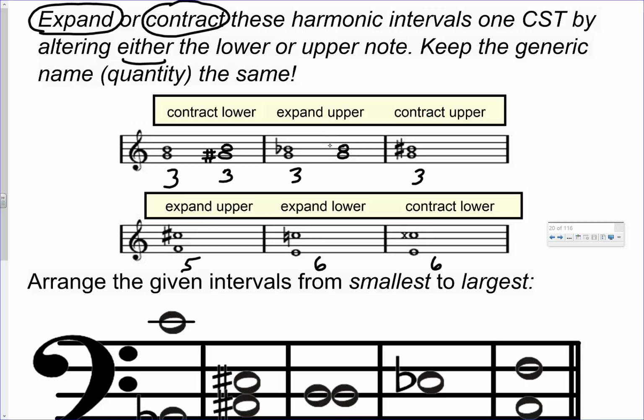So rather than a B flat, making this interval larger, I would need to put a B natural. Right there. In the third measure, our directions are to contract the upper, which means to make the upper note one CST smaller. So I have a G for my low note, and rather than a B sharp, I'm going to make it a B natural.